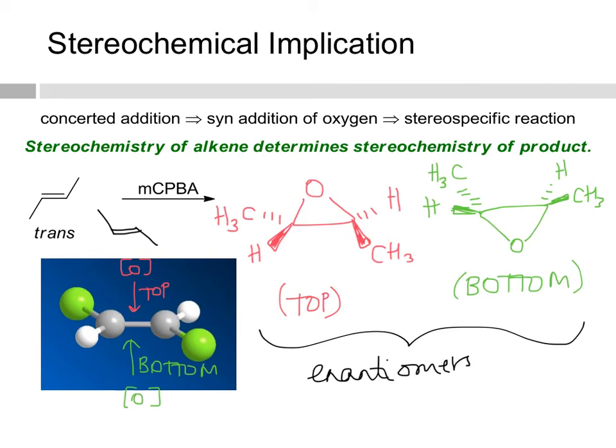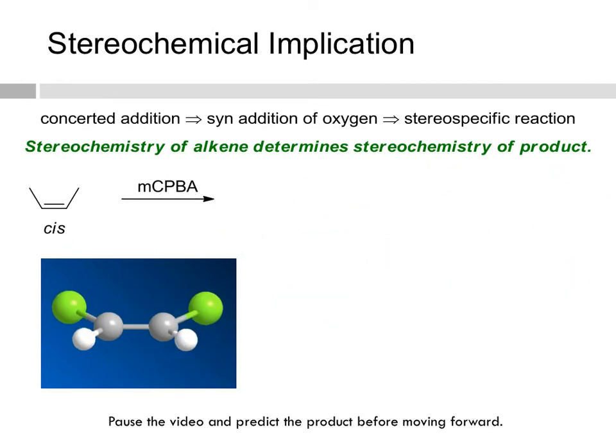Again, if we start with a trans alkene, so we've got the two methyl groups on opposite sides, we end up with an epoxide with the two methyls on opposite sides. Now let's do the same thing for the cis alkene, and I want you to pause the video and predict the product before moving forward. So the possibilities here again are attack from the top, and we have possible attack from the bottom. And we can draw the two products.